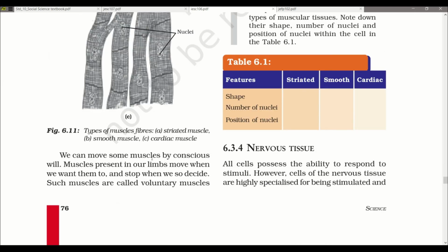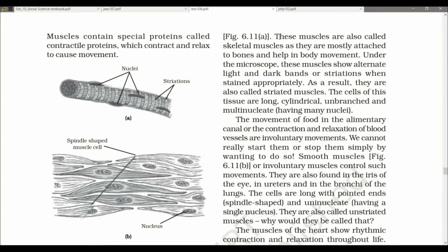We can move some muscles by conscious will. Muscles present in our limbs move when we want to and stop when we so decide. Such muscles are called voluntary muscles. These muscles are also called skeletal muscles as they are mostly attached to bones and help in body movement.